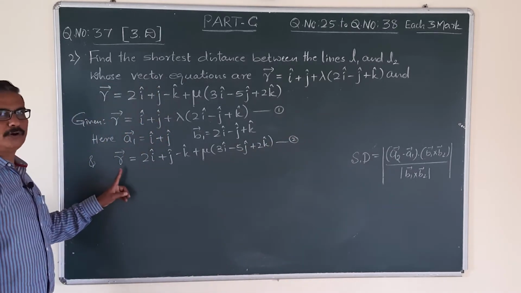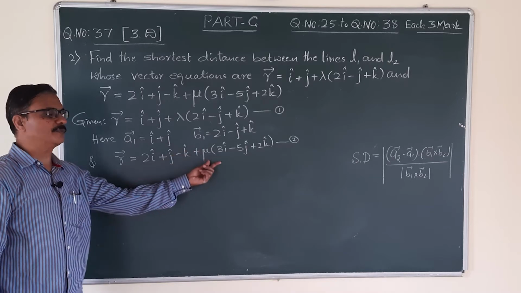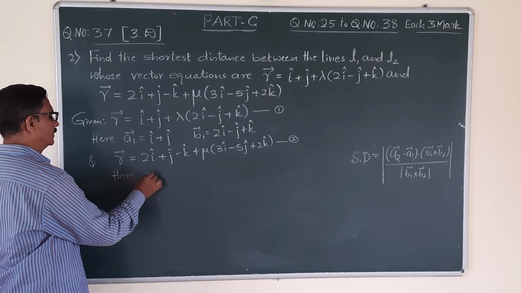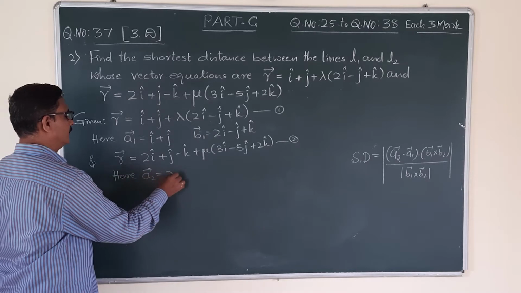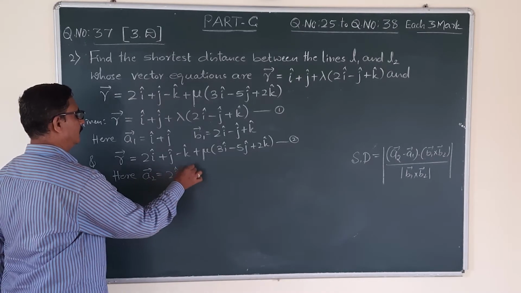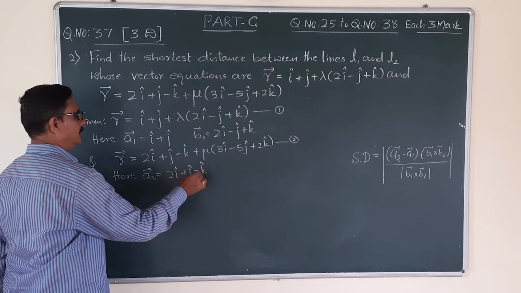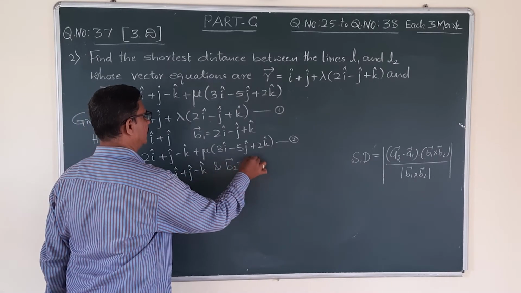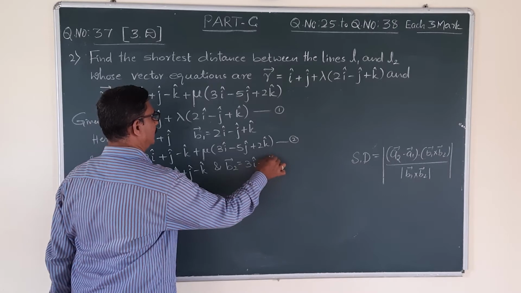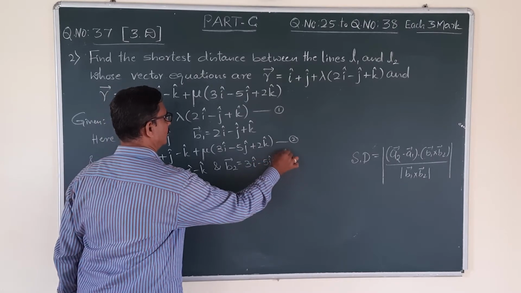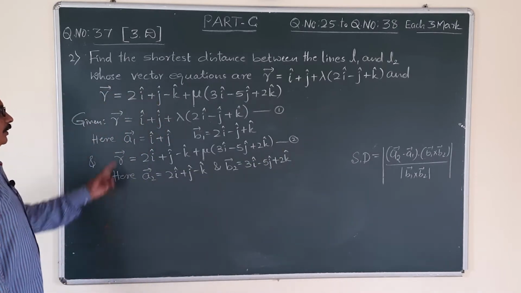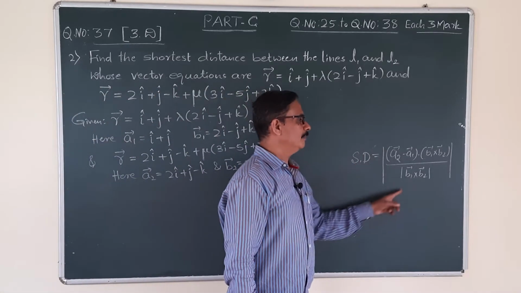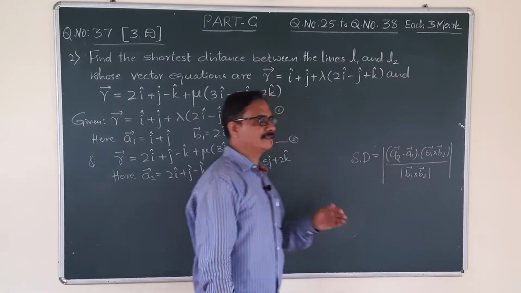It is in the form r is equal to a2 plus mu into b2. Here the a2 vector is equal to 2i plus j minus k, and b2 is the vector 3i minus 5j plus 2k. We got four vectors. Now the formula for the shortest distance: modulus of a2 minus a1.